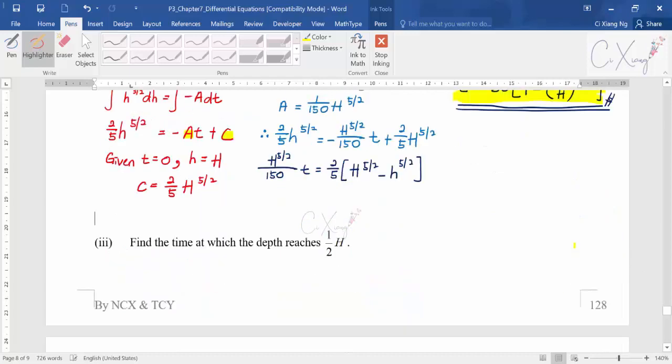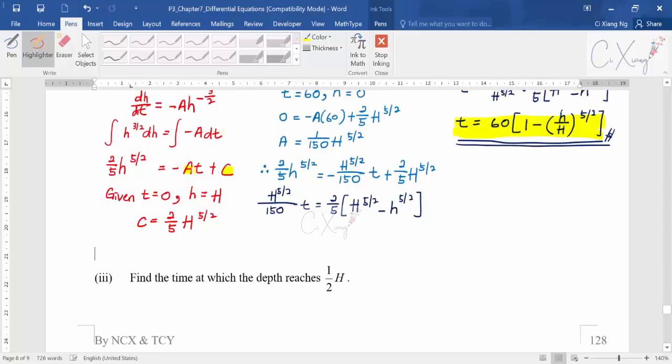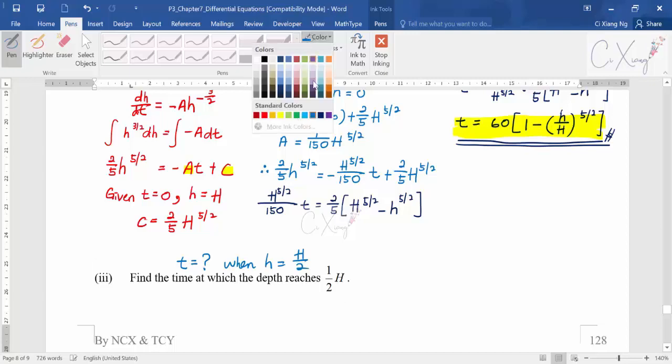Okay, so let us continue to part number 3. For part number 3, they are asking, find the time at which the depth reached half H. So that means what is the time when the depth h equals H over 2. So I think it is not hard also. You can straight away get the answer from the answer in part number 2.